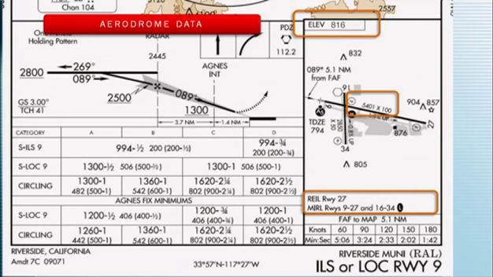There is a REIL, or runway end identifier light system, for runway 27, and a MIRL, or medium intensity runway lighting system, for runways 9/27 and 16/34. There is also a moderately tall tower at 904 feet off to the side near runway 27.